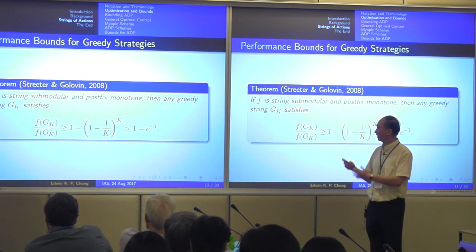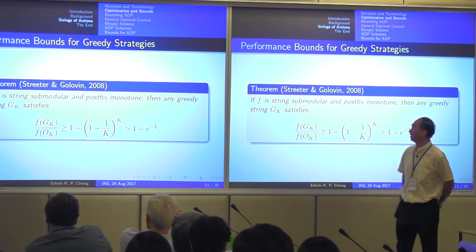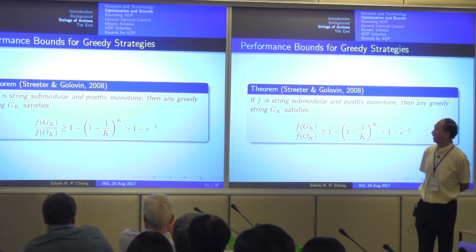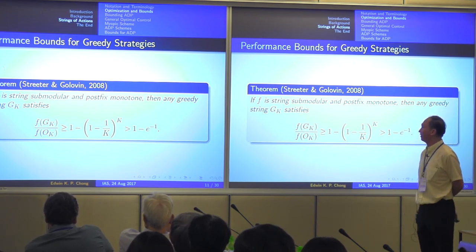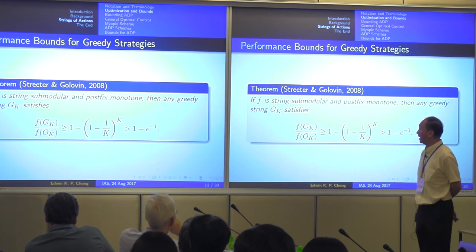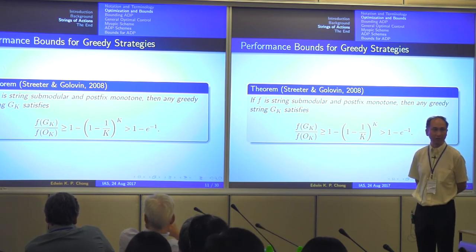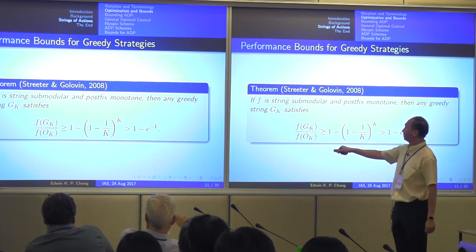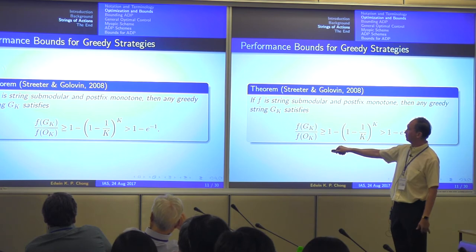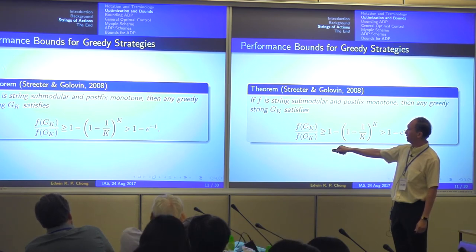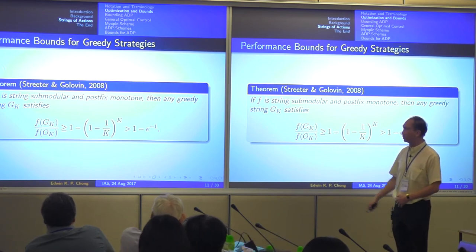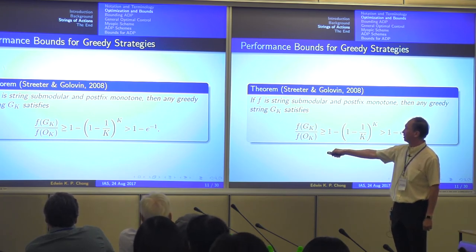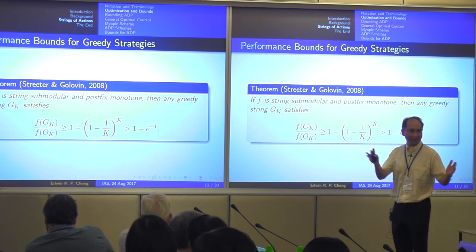And this is sort of the main celebrated result, originally proved by Streeter and Golovin in 2008. And they show the following. If f is string submodular and postfix monotone, so it's got both prefix monotone and postfix monotone, then any greedy string satisfies this property. The ratio of the objective function value for the greedy solution divided by the optimal solution is at least this number. And this number, you can see, depends on k, capital K, the length of the string.